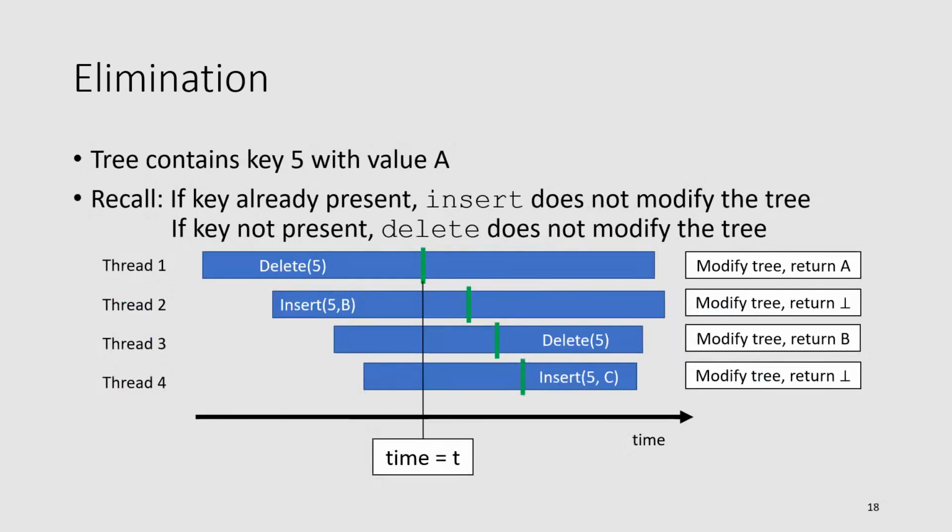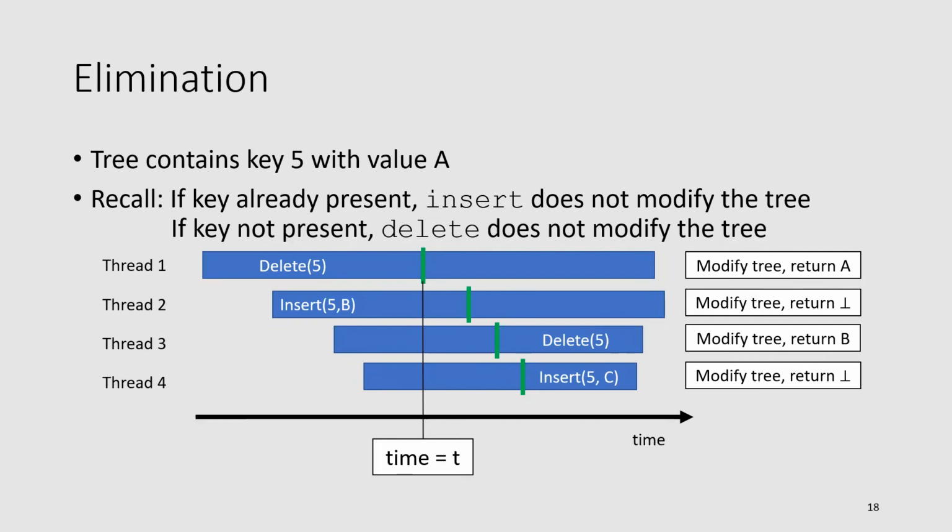Elimination is possible in dictionaries too. Recall that if a key is already present in the data structure, an insert does not modify the tree and simply returns the existing value. In this example, the green bars represent linearization points of the operations.